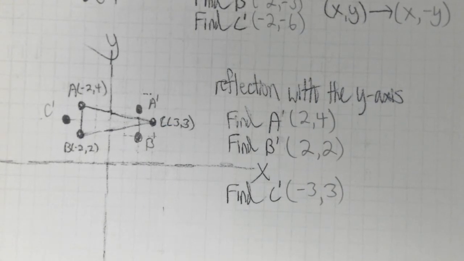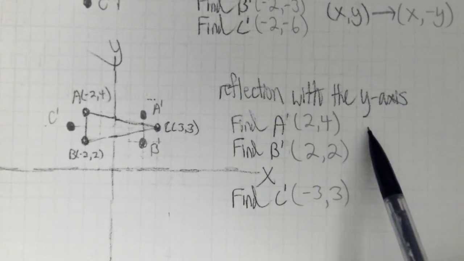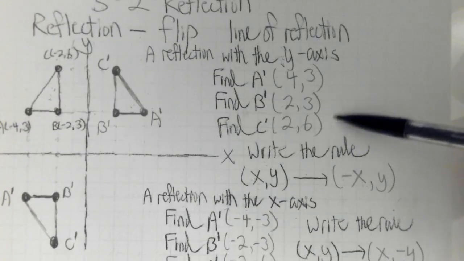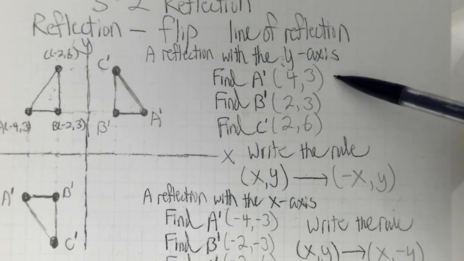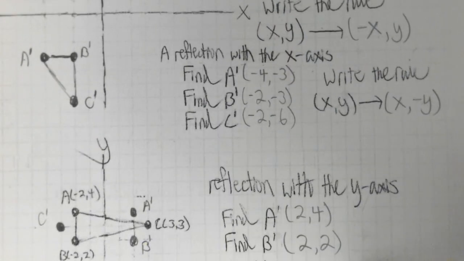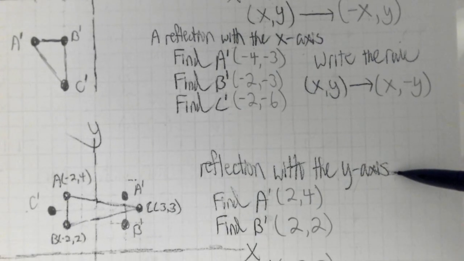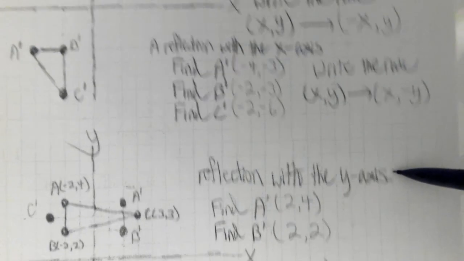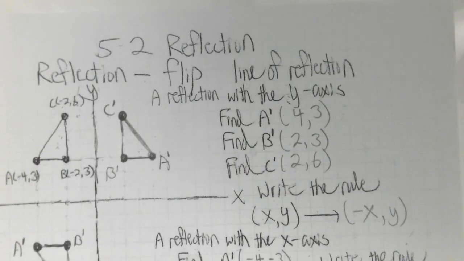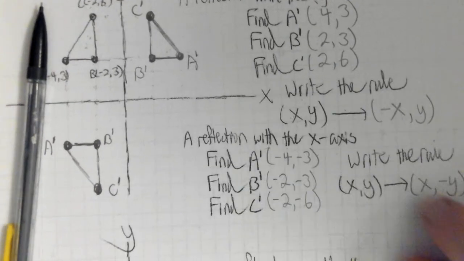Now we're not going to bother to write the rule because we already wrote the rule for reflection with the y-axis. It's the same rule as what we wrote up here. Because every different line of reflection that you use is going to come up with a different formula. But if we're using the same line of reflection, like we've done here, y-axis and x-axis are used quite a bit, so he's already got it memorized. And so there you go. So that's it. At this point, we're ready to start our quiz.